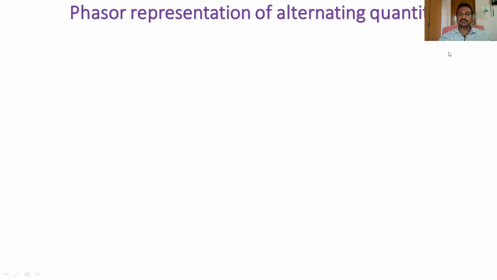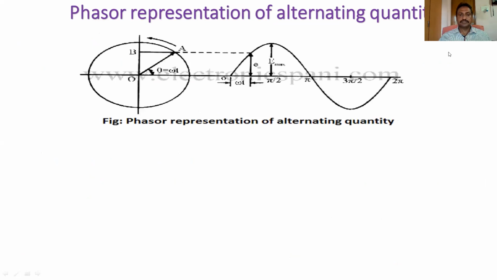Next, a very important topic is the phasor representation of an alternating quantity. See here, this line indicated as a length of phasor is a rotating vector. We remember the definition: a phasor is a rotating vector which has a fixed length of magnitude, like a length of line, and which has an arrow. That arrow shows the direction, and the angle through which it rotates, indicated as theta equal to omega t, is called a phasor.